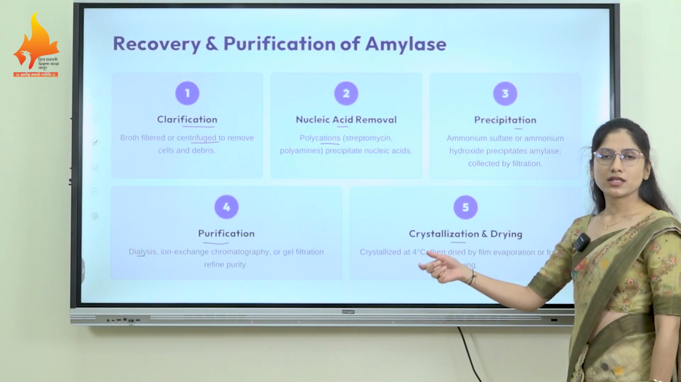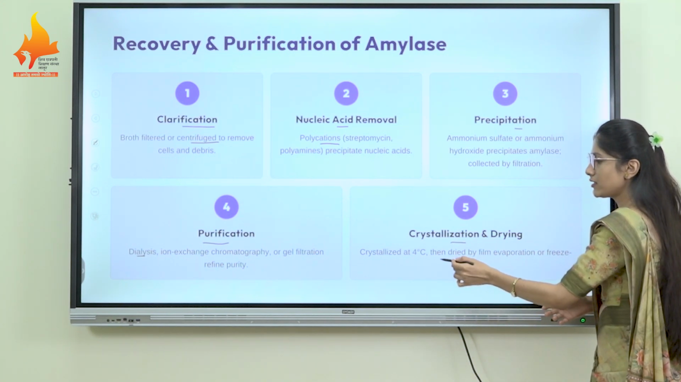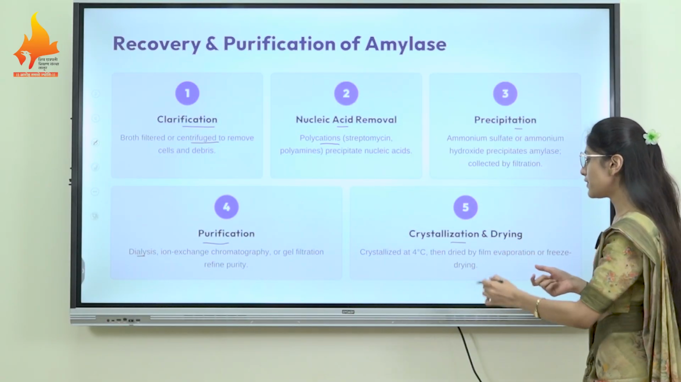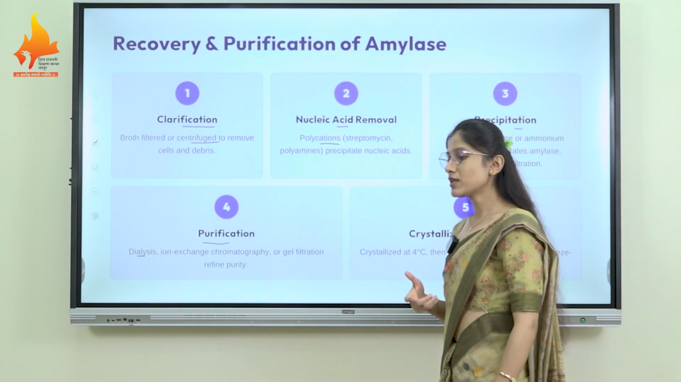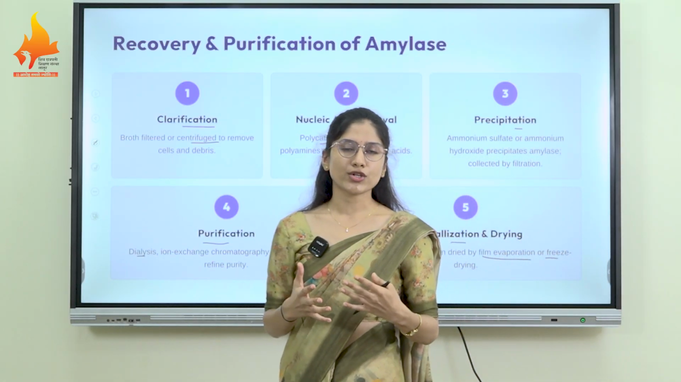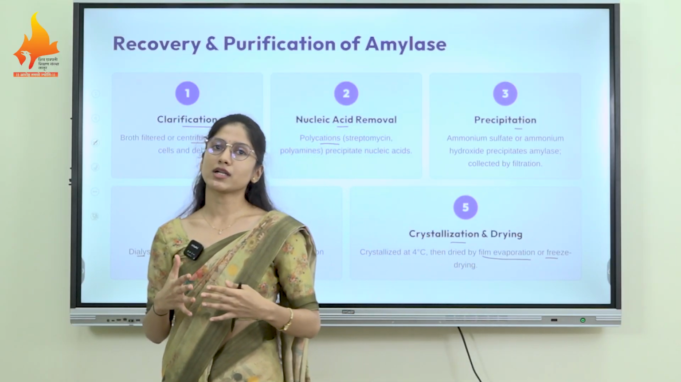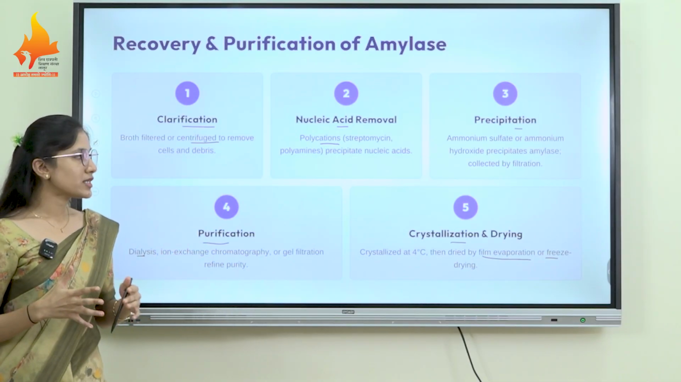The precipitate is crystallized at 4 degrees Celsius, and then it is dried using a film evaporator and freeze dryer. Drying is required to remove the moisture content present in the desired product to avoid contamination. So this is all about the production steps.